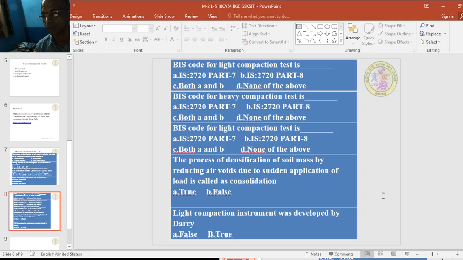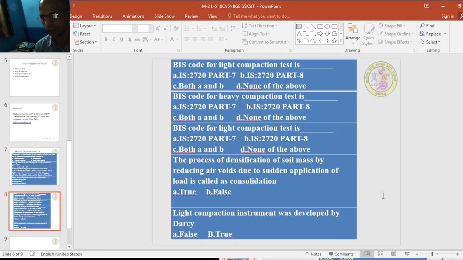Next, Bureau of Indian Standards code for light compaction test is option A IS 2720 part 7, option B IS 2720 part 8, option C both A and B, option D none of the above. It is option A. IS code of practice for heavy compaction test is option A IS 2720 part 7, option B IS 2720 part 8, option C both A and B, option D none of the above. Option B.